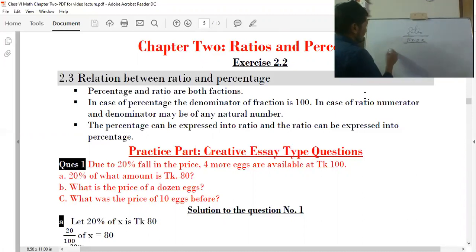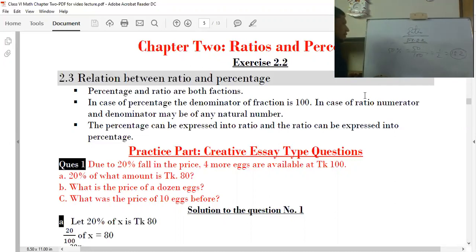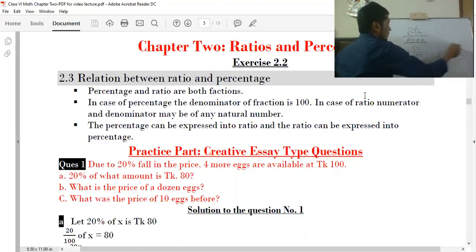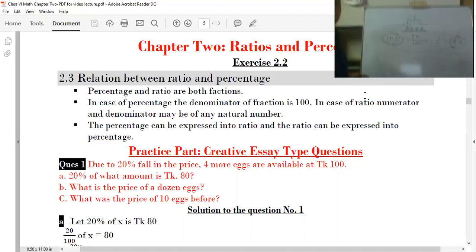Suppose 50%. Suppose in your exam you have got 50% marks. What does it mean? It means 50 by 100. That is 1 by 2. That is 1:2. Okay. So 1:2 is expressed as a ratio, and 50% has been expressed as a percentage. So percentage can be expressed as a ratio. On the other hand, a ratio can also be expressed as a percentage.